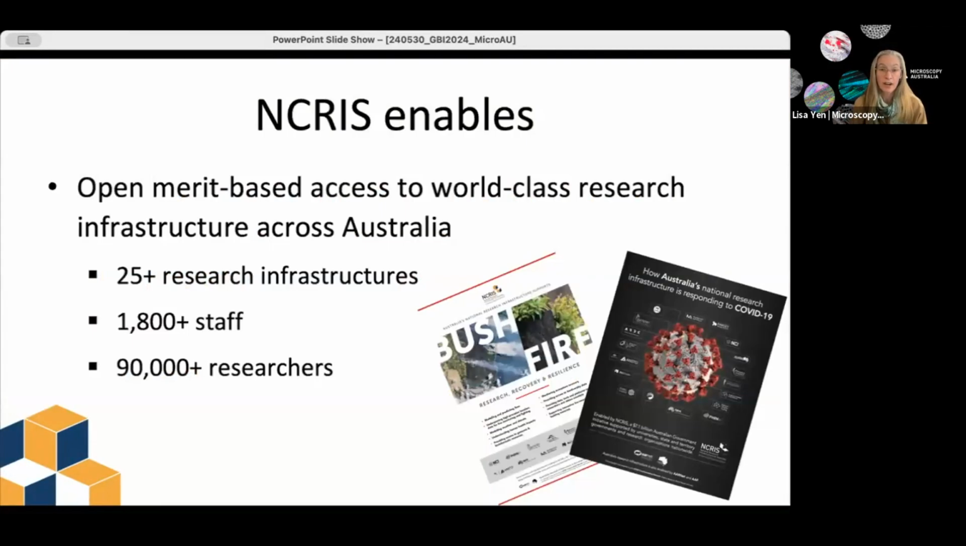So there's over 25 research infrastructures within Australia. There's about 1,800 staff, and that's supporting about 90,000 researchers within Australia each year. And so some of the things that we've done collectively was to focus on areas of national importance. No one can ignore, of course, the pandemic, but also some of those that perhaps might be more specific to Australia, like some bushfires, and trying to recognise First Nations knowledge and knowledge systems.